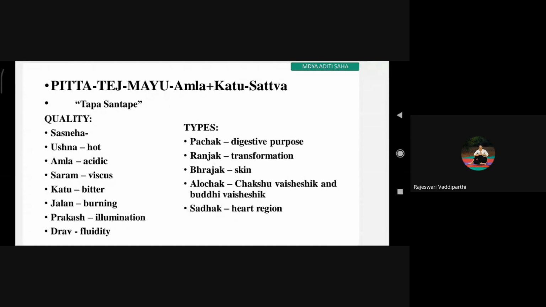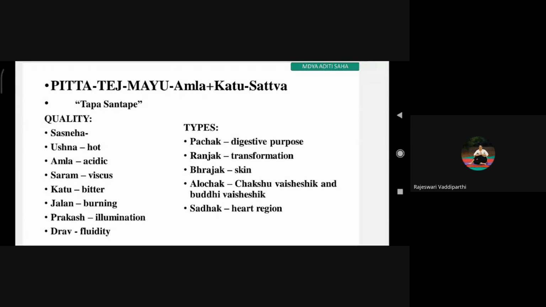Okay, and now, is Sasneha a type of lubrication in Pitta, ma'am? Is it lubrication? Yeah, Sasneha? Maybe I don't know exactly. Maybe lubrication.